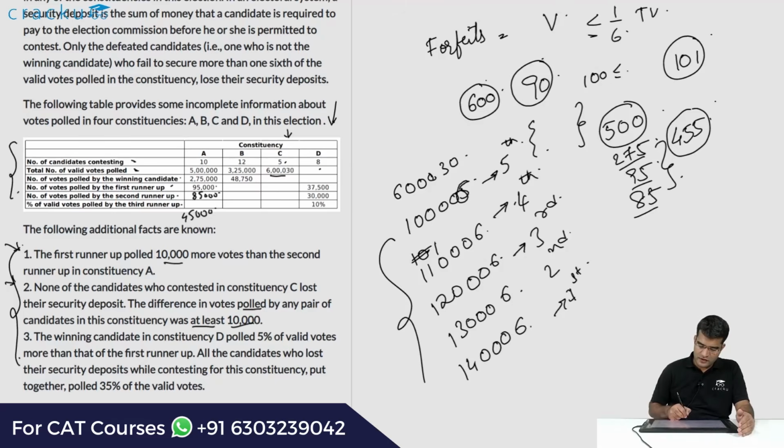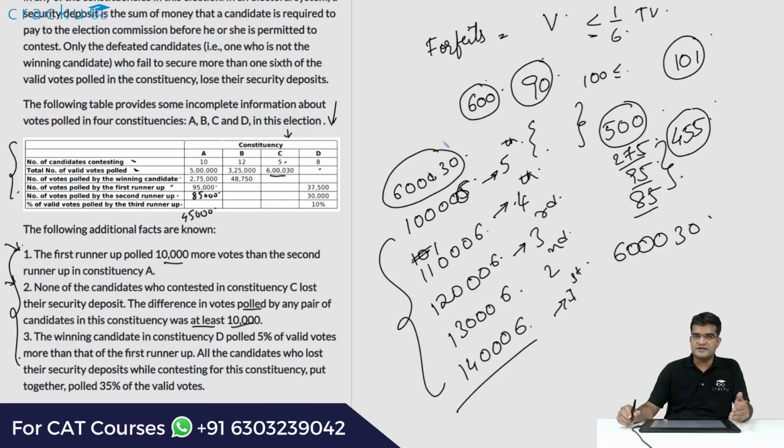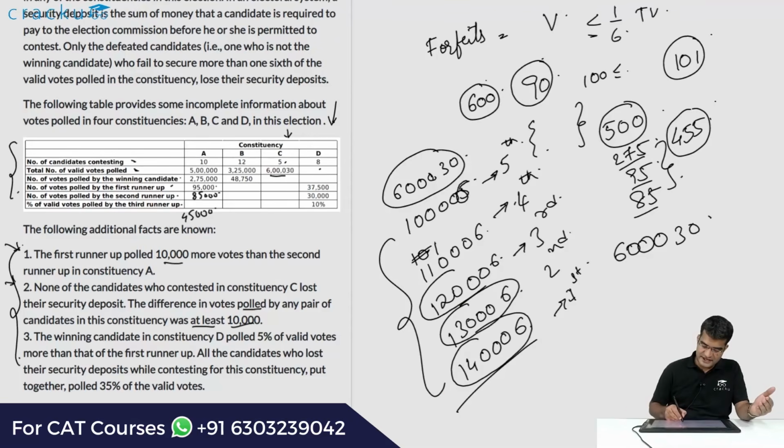Now if you total up all of these minimum possible numbers of votes received by the winner, first runner-up, second runner-up and so on, the total will equal 6 lakhs and 30, which is the total number of votes in the constituency. What this essentially implies is that the winner has to get 1,40,006, the second highest has to get 1,30,006, similarly the second runner-up has to get 1,20,006 and so on. So for Constituency C, we know the exact number of votes received by all the 5 candidates who contested from there.